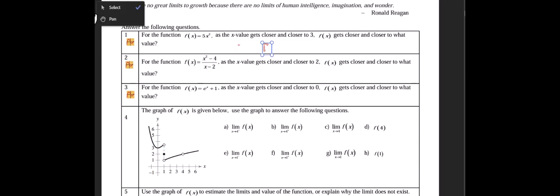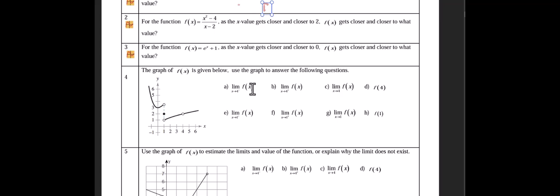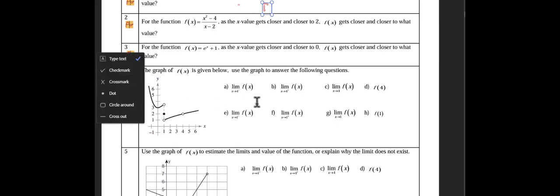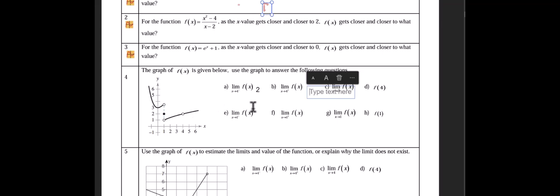But let's take a look at number 4. Use the graph to answer the following questions. So the limit as x approaches 4 from the left will be 2. The limit as x approaches 4 from the right will also be 2.